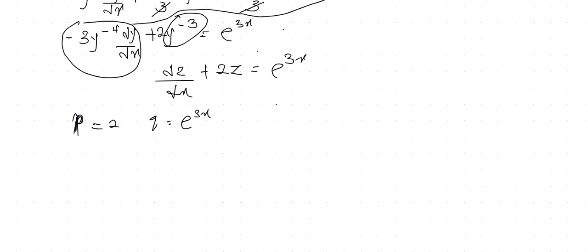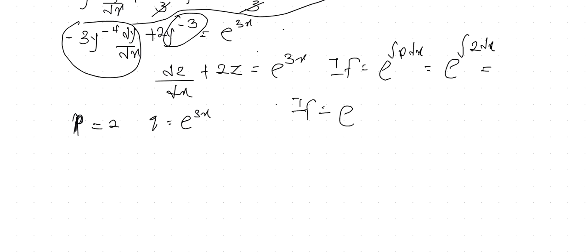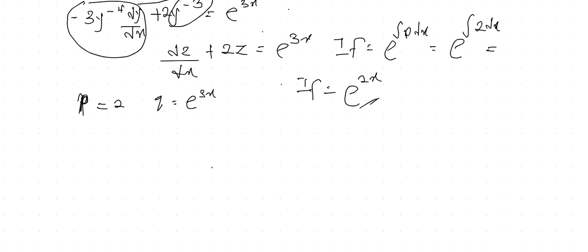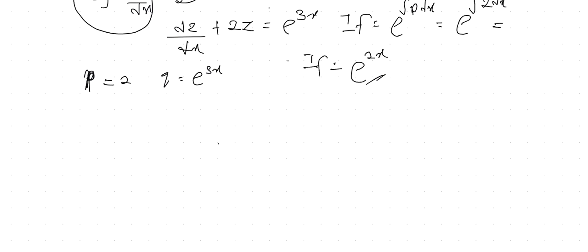The integrating factor is e raised to the power of the integral of p dx, which is e raised to the power of the integral of 2 dx. If you integrate this, your IF is going to be e raised to the power of 2x. So this is the integrating factor. Therefore, z multiplied by IF, this is our formula, is equal to the integral of q multiplied by IF dx.